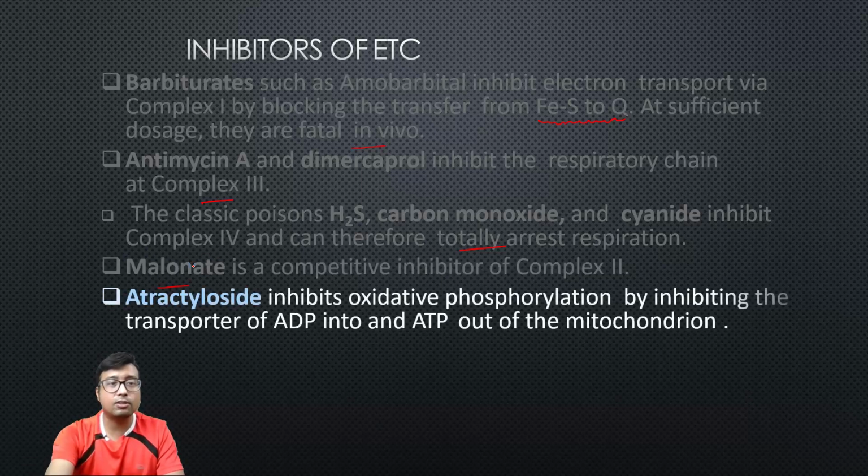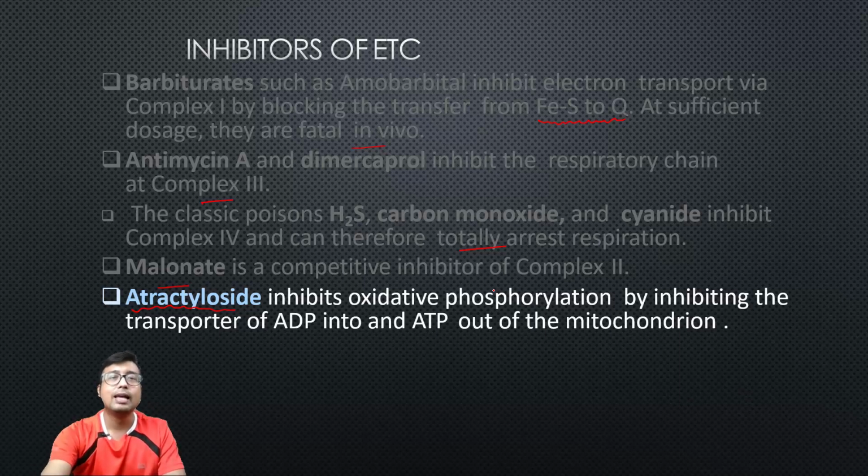What's left? That is complex 5 or the ATP synthase. In many textbooks it is known as complex 5. So, atractyloside. There's another inhibitor, Bongkrekate. Atractyloside inhibits oxidative phosphorylation by inhibiting the transporter of ADP into, and ATP out of, the mitochondria. There is a transporter, the ATP transporter.